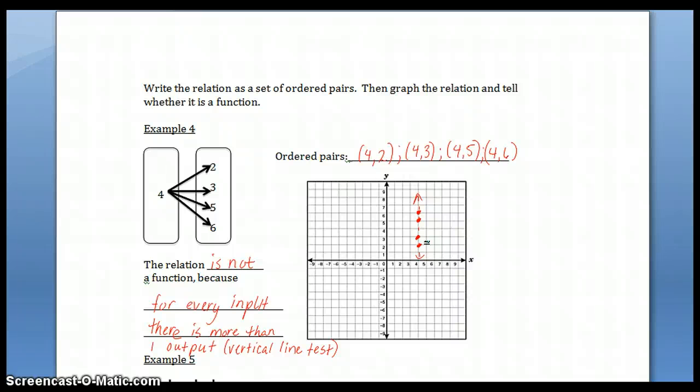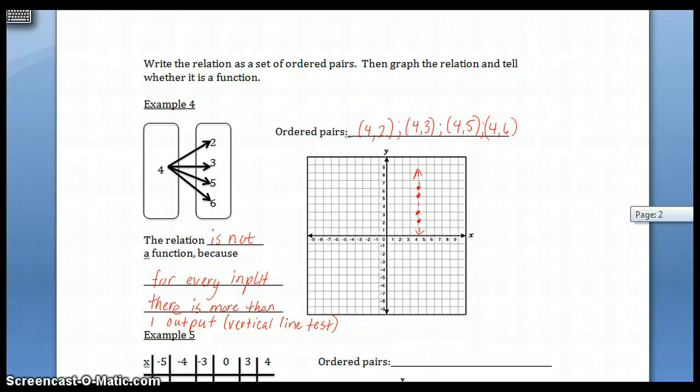The vertical line test is not the only test you can use. You can say there are repeats in the inputs. So for every one of these outputs, there's the same input, the same x value, and therefore it is not going to be a function.